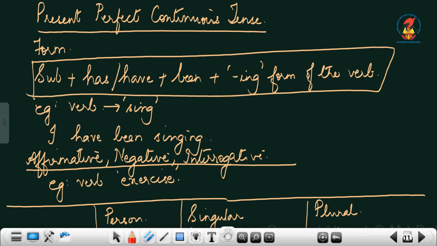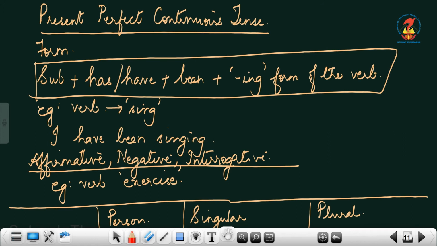So, I have been singing. In the present perfect form, the present perfect always has a "has" or "have". It is continuous, meaning the action is still going on, but along with that you have to add the word "been" also. So, I have been singing. That is how you are going to express a given sentence in this present perfect continuous tense.